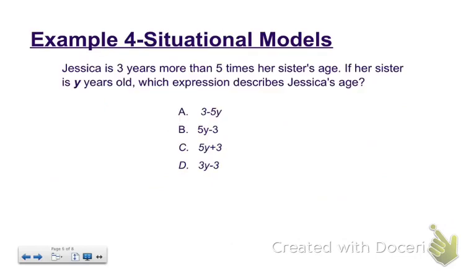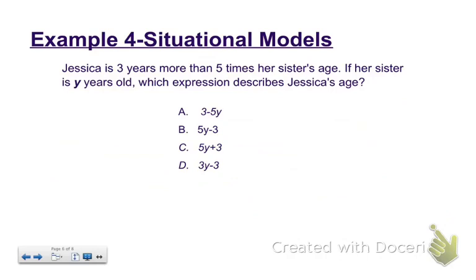Okay, example 4, situational models. Now, I can't show you an example of every different situation because there are just so many different ones that it could be. But in general, we're just looking at a word problem, a story problem, a real-life example that we can model using an expression. So, for example, Jessica is 3 years more than 5 times her sister's age. If her sister is y years old, which expression describes Jessica's age?